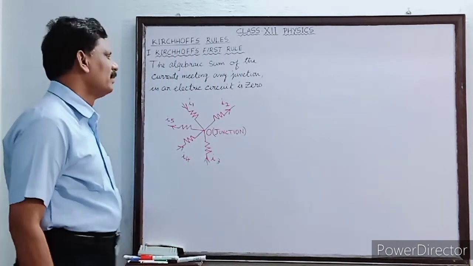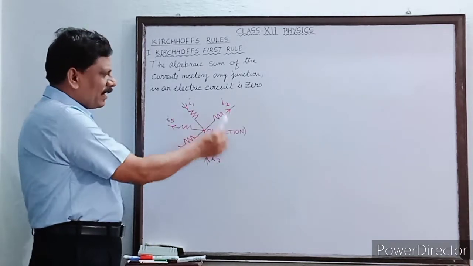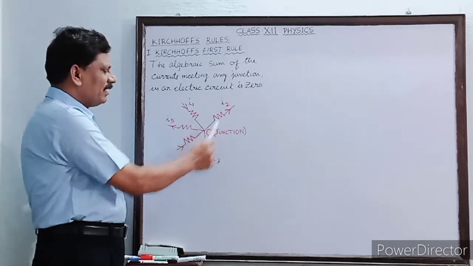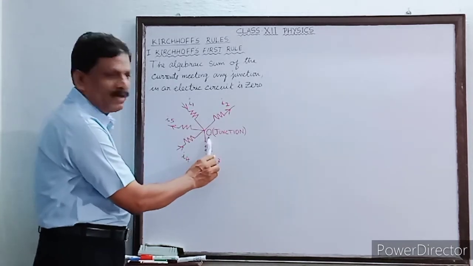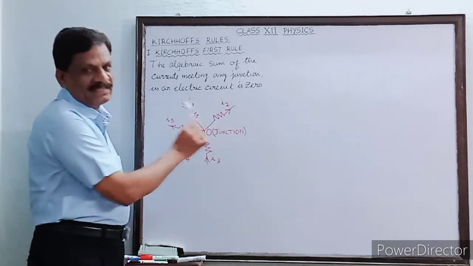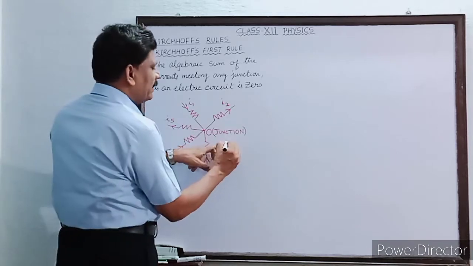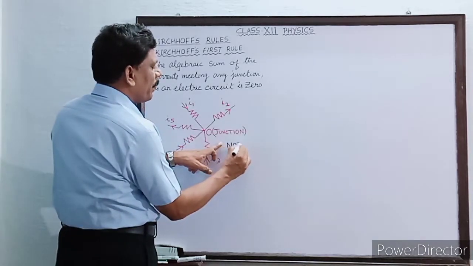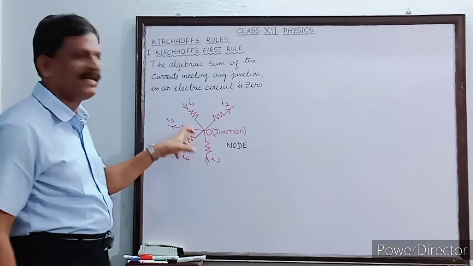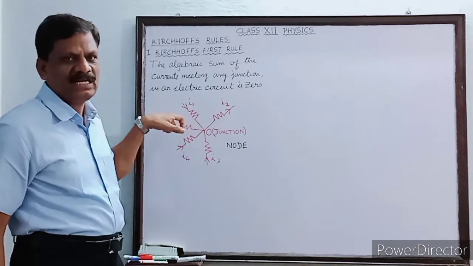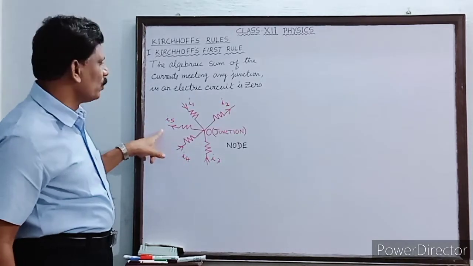Let us see. Now in this network, 5 conductors having different resistances are meeting at one point O. So the point O is called a junction. In some other textbooks it is also mentioned as node. Okay, N-O-D-E, node or junction is a point where many conductors will meet. And you see that the current carried by each conductor is shown above.